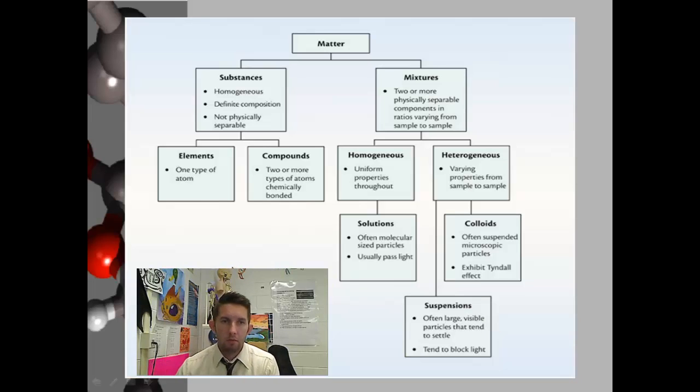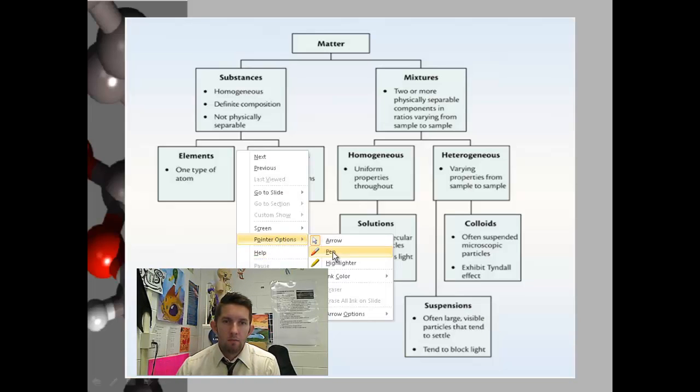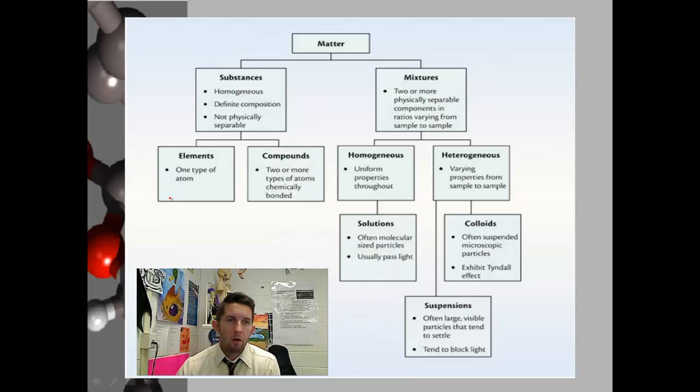And when we're talking about elements, let me get my cursor out here. If we're talking about elements, we're talking about one particular atom. We're talking about hydrogen, or oxygen, or nitrogen, phosphorus, sodium, you name it. If it's on the periodic table of elements, obviously that's an element. Compounds are two or more types of atoms chemically bonded together.